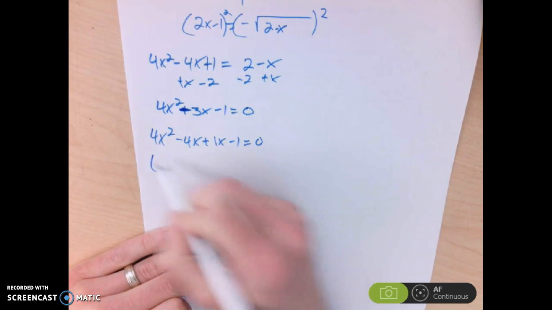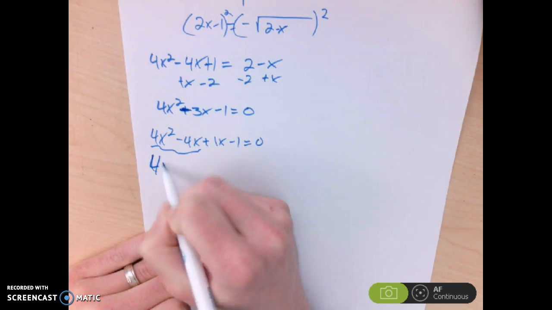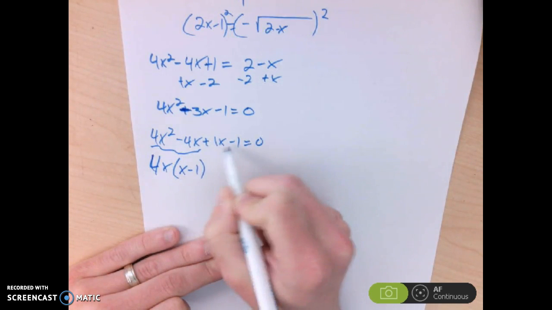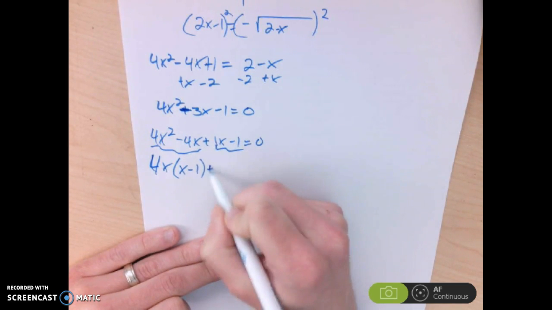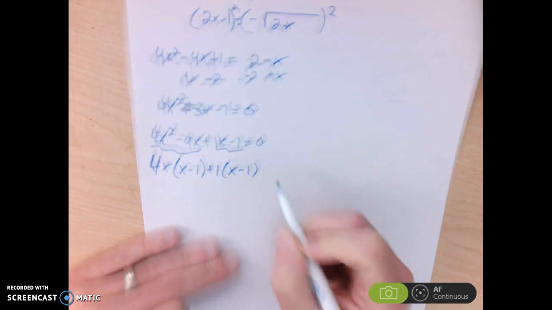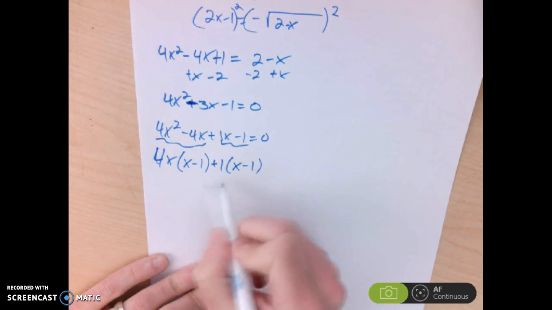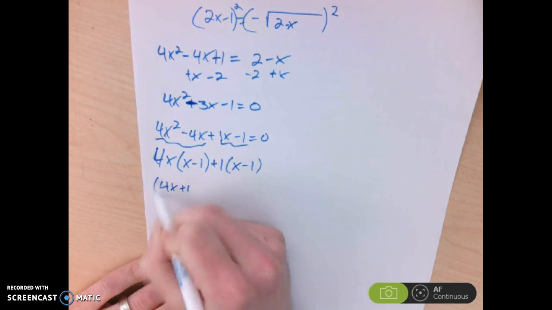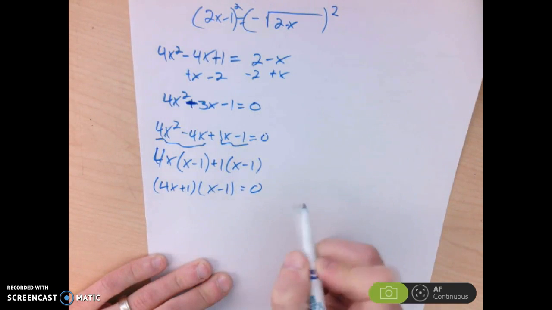So then if I group these together, my common term from those is a 4x, and I'm left with x minus 1. My common term between 1x and 1 is 1, and I'm left with an x minus 1. So then if I factor out the x minus 1, I get 4x plus 1 times x minus 1 equals 0.